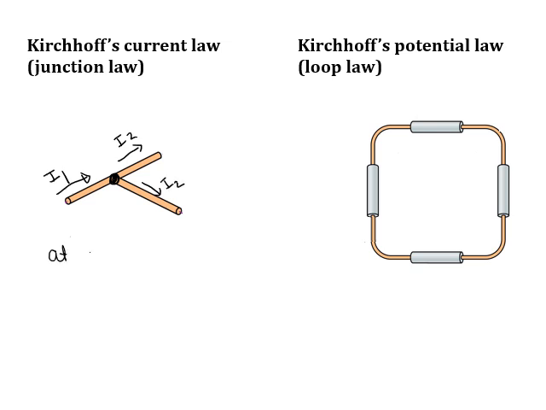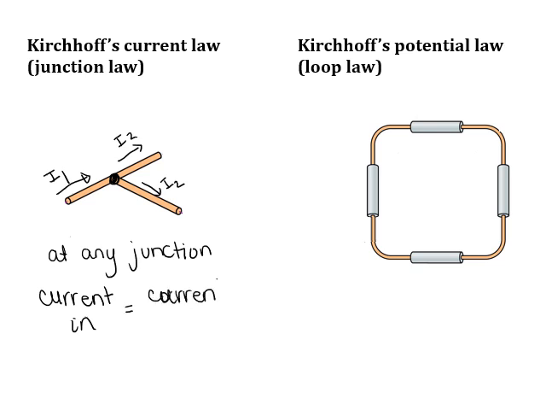So at any junction, and most of our junctions are going to give a two-way split, but it doesn't have to. It could be a three or more way split. So at any junction, the net amount of current in equals the net amount of current out. It's a conservation of charge. So in terms of an equation, I1 is I2 plus I3. So there's our first law.